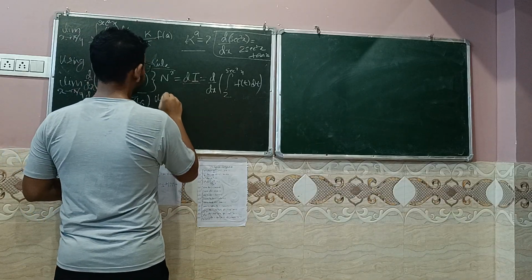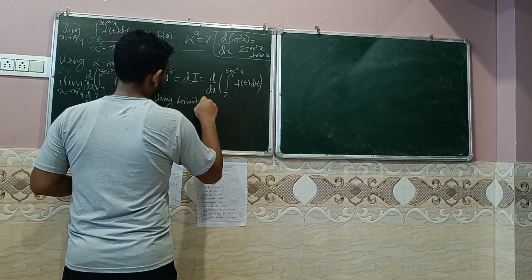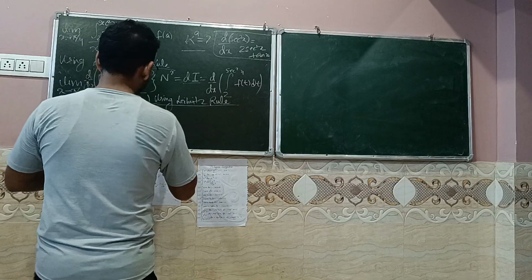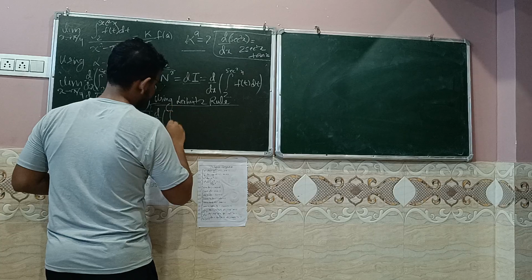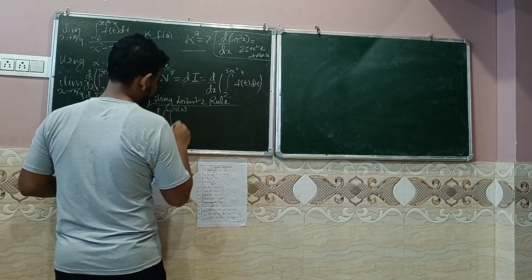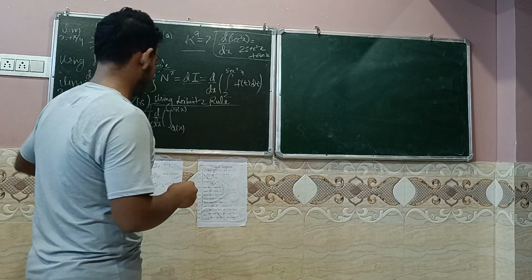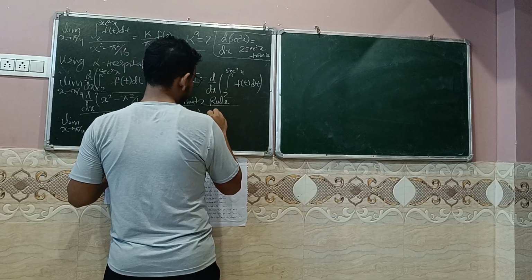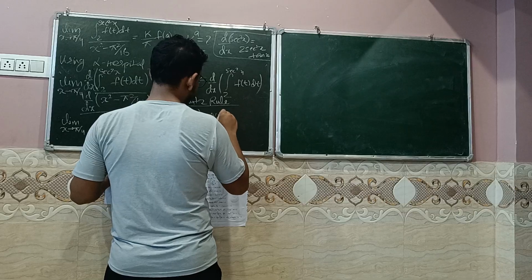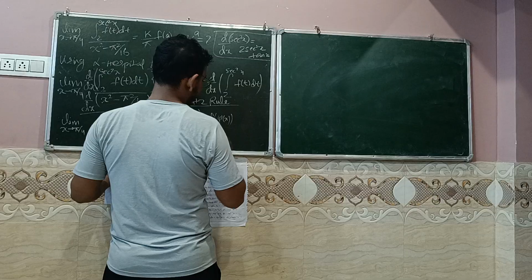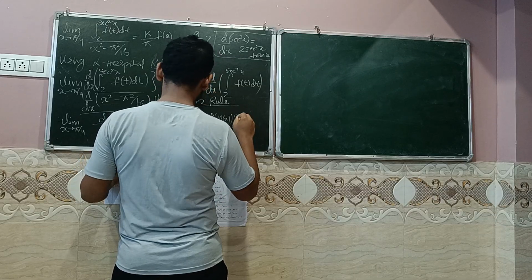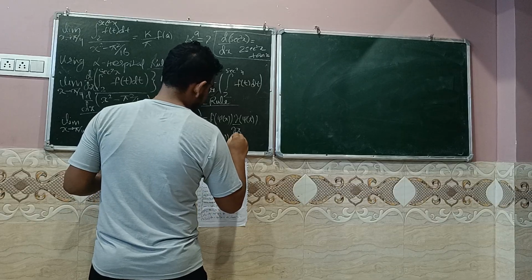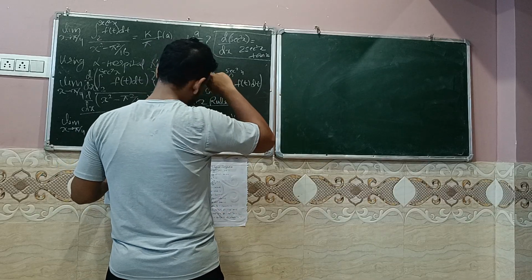So using the Leibniz rule, what does this Leibniz rule say? d over dx of the integral from phi of x to psi of x of f(t) dt is nothing but the function at psi of x times the derivative of psi of x, minus the function at phi of x times the derivative of phi of x.